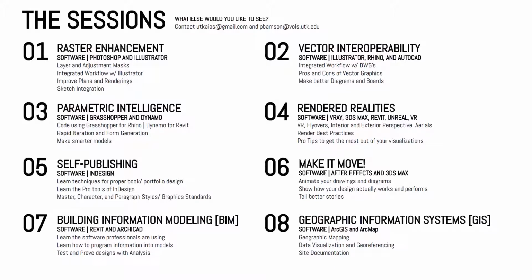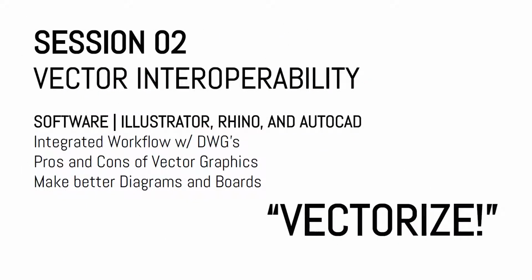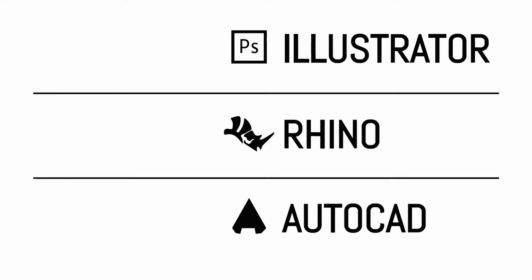So these are the session breakdowns. This is session 2, so vector interoperability. So we're going to be working with Illustrator, Rhino, and AutoCAD. And that's working with an integrated workflow, all things vector, all things DWG, the pros and cons of vector graphics, and also making better drawings and diagrams with your vector work. So the 3 softwares that we're going to be talking about are Illustrator, Rhino, and AutoCAD, and how you can actually jump from one program to another using vector information.